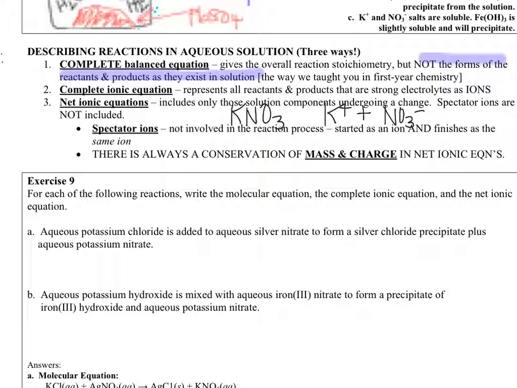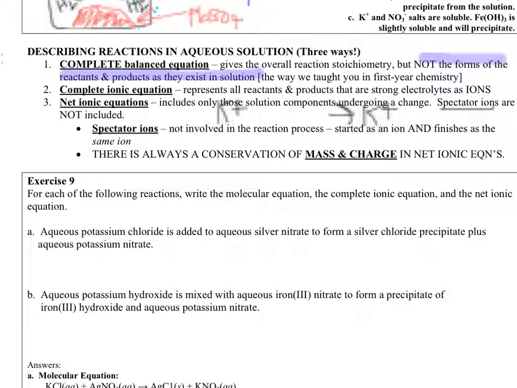Option number 3 is called a net ionic equation. And this is what you'll be looking for, or you'll be asked to do on the AP exam. This only includes the solution components that are undergoing a change. So if I started out with potassium ions to start, and I know potassium ions are highly soluble, so on the product side they also look like K+ ions, there was no change in the potassium. It stayed as ions in solution. We would call those spectator ions. They're not included in the net ionic equation. The only things that we do write are those that change forms.